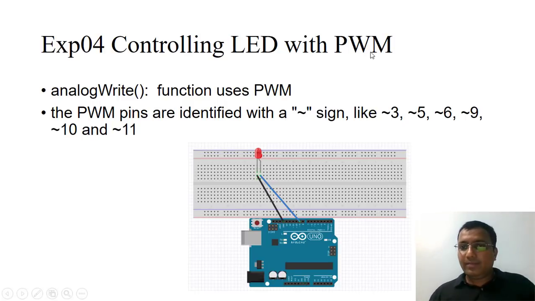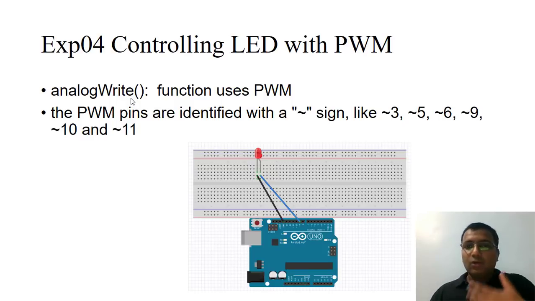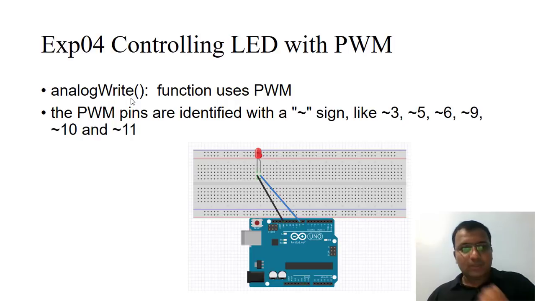So for controlling an LED with PWM, we are going to use the analogWrite function. What analogWrite does is write analog data onto that particular pin, and because of that we can have a linear change in values. In the case of digital, we only have two states, either logic 0 or logic 1, but in the case of analog we have a linear change.